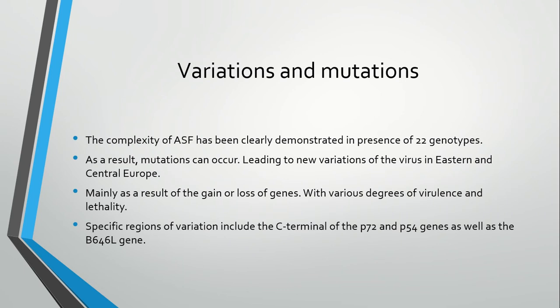Variations and mutations. The complexity of African swine fever has been clearly demonstrated in the presence of 22 genotypes. As a result of the large genomic variation in African swine fever, mutations can occur. Often these mutations have led to new variations of the virus in different regions around the world. The type of mutations that occur are mainly the result of a gain or loss of genes belonging to one of 5 multi-gene families. The genomic variations among strains create various degrees of virulence and lethality.